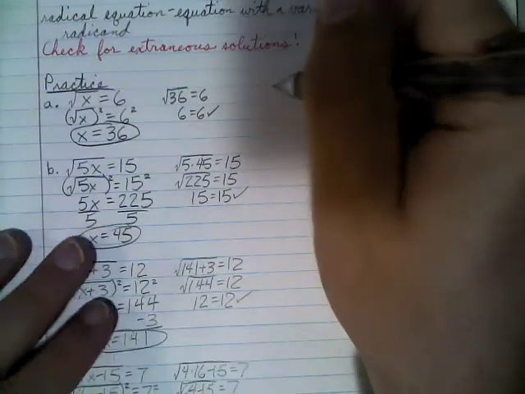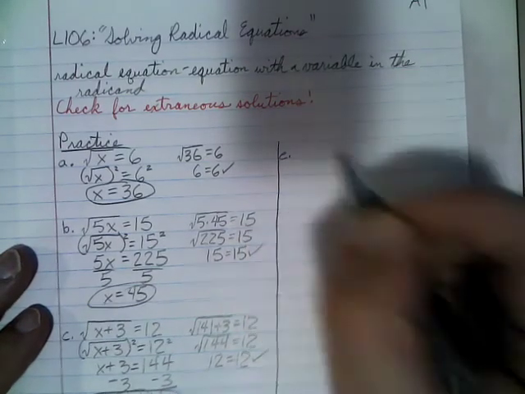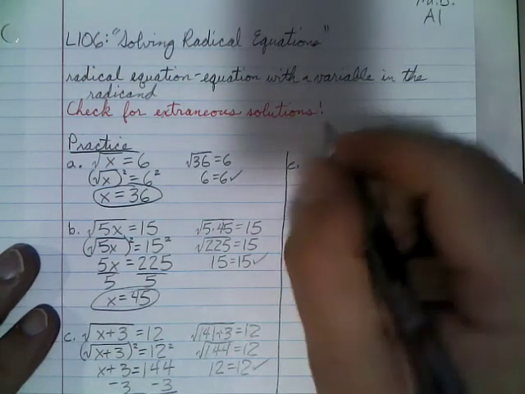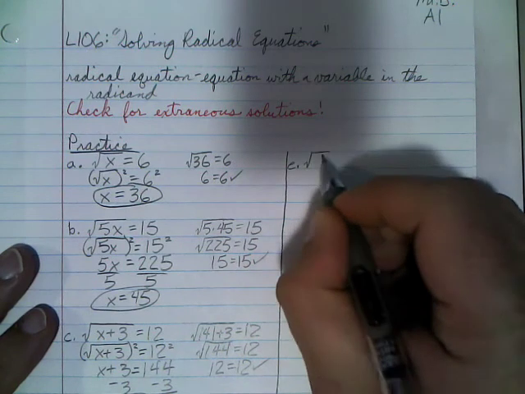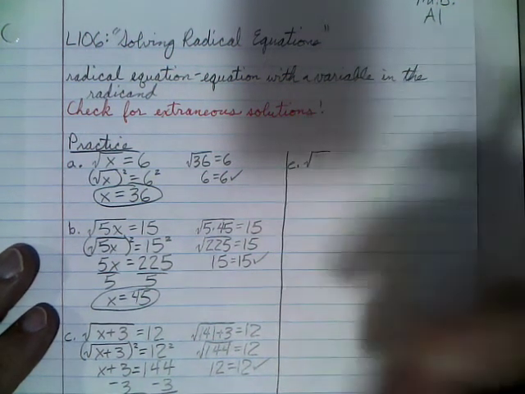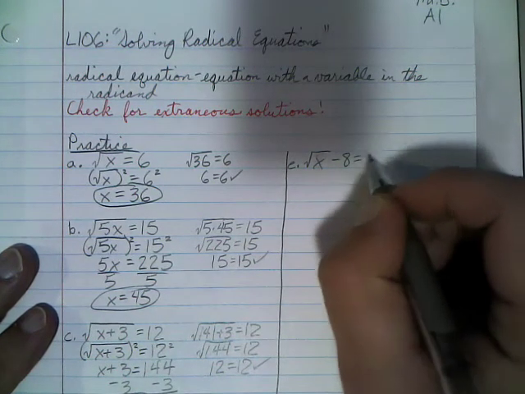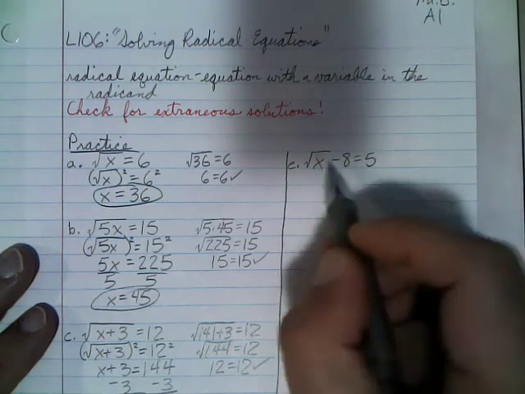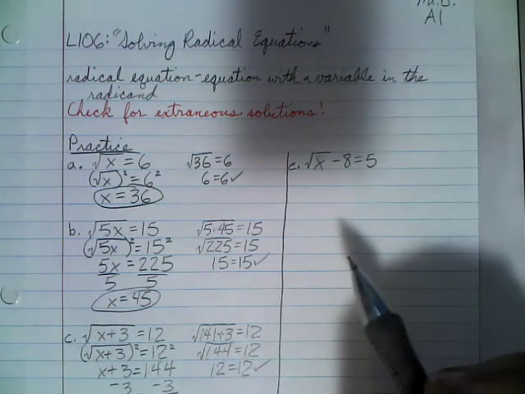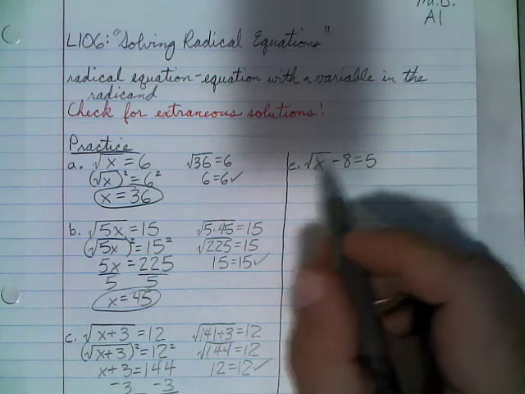All right, I'm going to split my page here into 2 columns, try to save some space here. So letter E, we have the square root of x minus 8 equals 5. And you'll notice this time the radical does not extend over the minus 8, meaning that it's not part of the radicand.